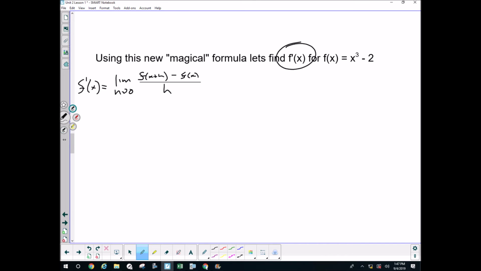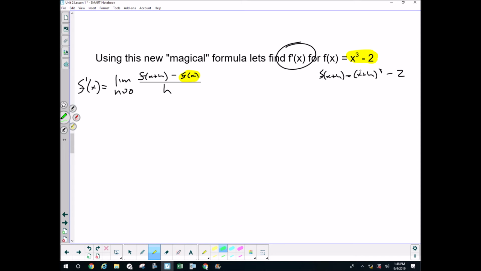You might be thinking like, what? How the heck do we use this? It's actually not that hard. f of x is given to you. I could take f of x and put that right there. f of x plus h is actually not that hard to write. Instead of x, replace x with x plus h. And I have f of x plus h.